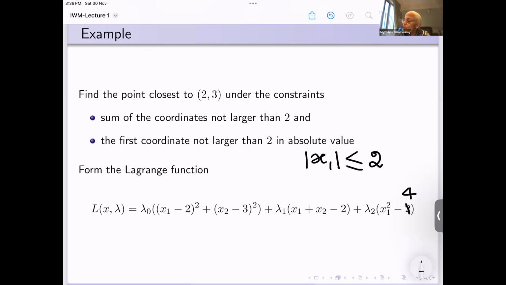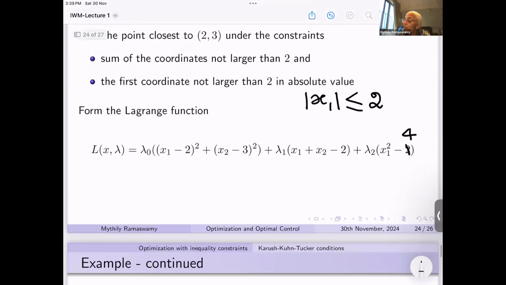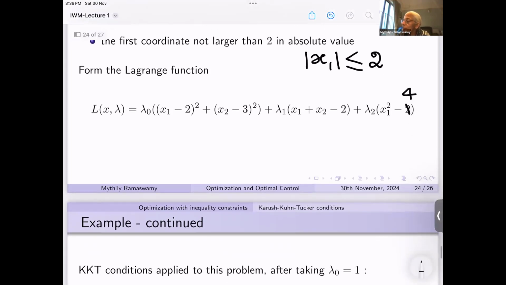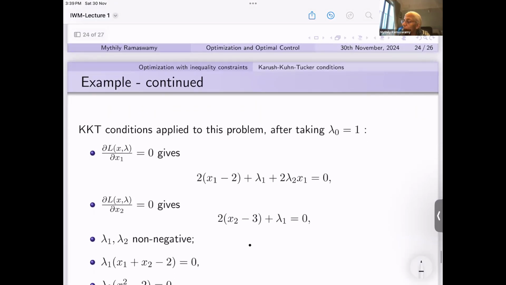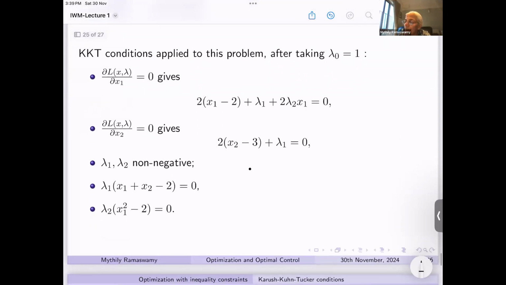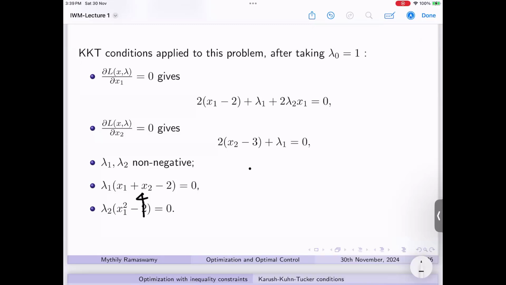x1 less than or equal to 2 should translate to x1 squared minus 4. I hope my equations are correct. That doesn't appear in the equation, luckily. Yeah, the equations, they don't appear, so it's okay. Here it will be 4. Correct? Yeah. Okay. So the other questions were related to this only, x1 squared minus 4, x1 squared less than or equal to 4. I made a mistake. Yeah, thank you.